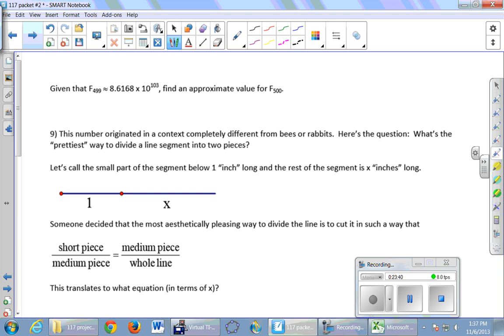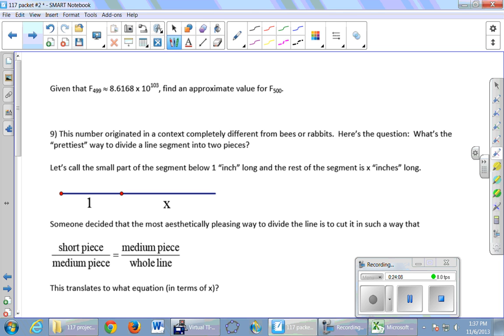All right, let's go to the next page. Given that the 499th Fibonacci number is this massive number, 8.6 times 10 to the 103rd power, it's huge. It's got over 100 digits in it. I want to find an approximate value for the 500th Fibonacci number. Now, haven't we done this already? How do you get the next Fibonacci number? You add the previous 2. Can we do that?